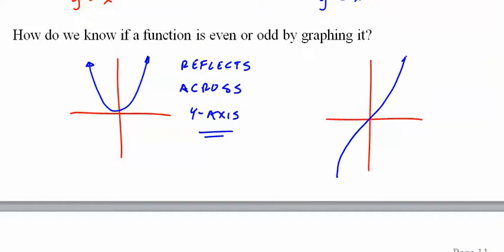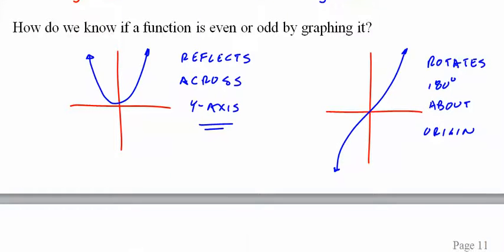Odd has rotational symmetry, which means it rotates 180 degrees, and it has to be about the origin. So again, if I had a sheet of paper, I would spin it 180, a half turn, and look at it and say, oh, it's exactly the same. That means it's an odd function.